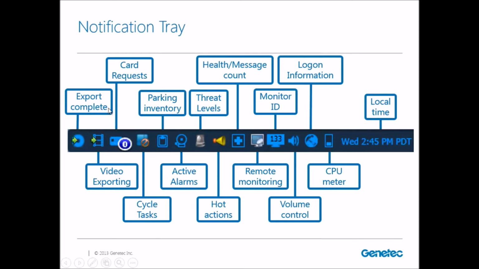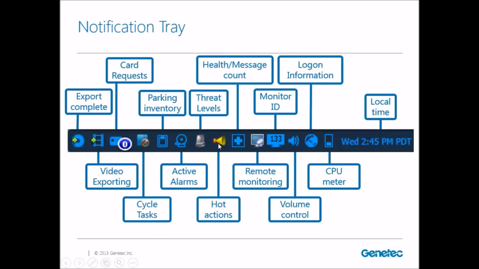Notification tray: I have a lot of information on my Security Desk application. It tells me whether or not I have an export and whether or not it completed, video exporting, if I'm cycling different tasks that I create, and if I do have any active alarms. And as you can see, threat levels are basically indicators of activities within the total system, different conditions within my system.